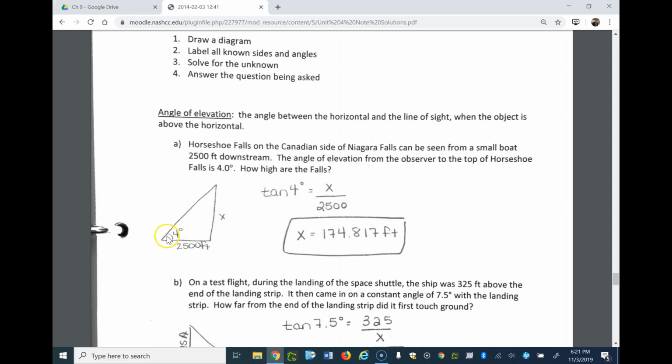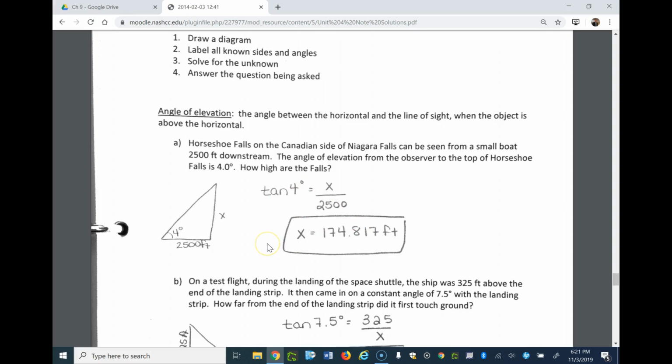Opposite, so here's the angle we're talking about. The line is opposite here, and then we have the adjacent part, which is here. Anytime the number's on the bottom, we take both sides and multiply by this denominator. We multiply 2,500 times tangent of 4 degrees, and we get this answer here.